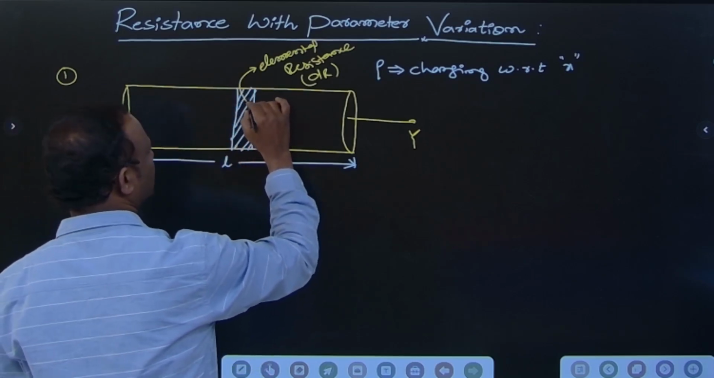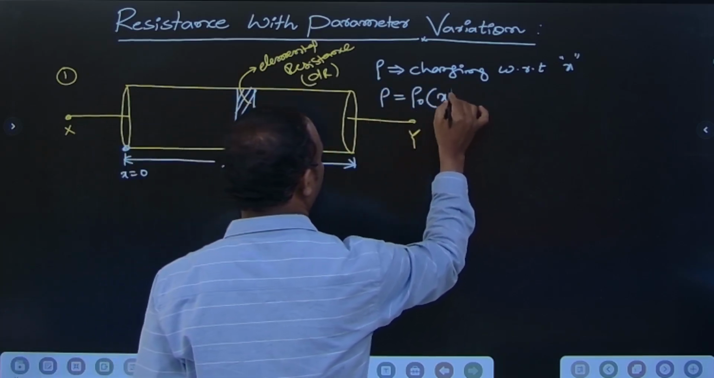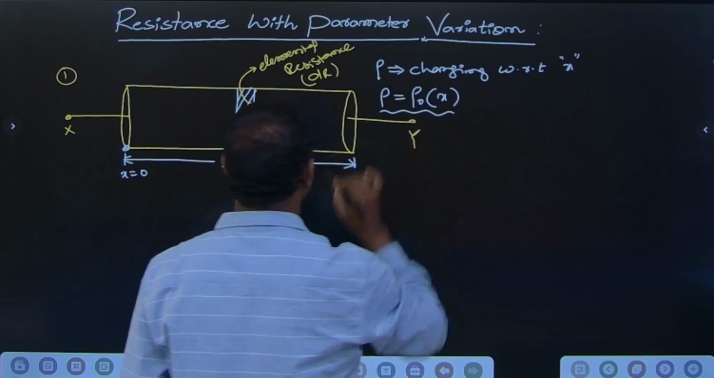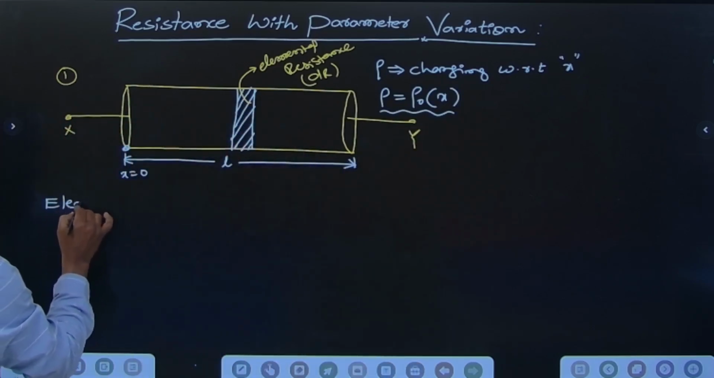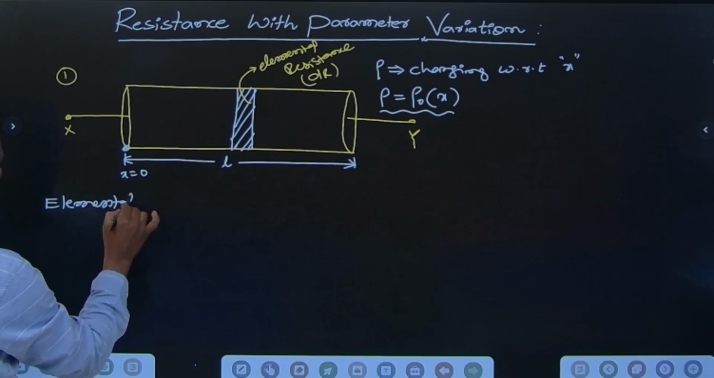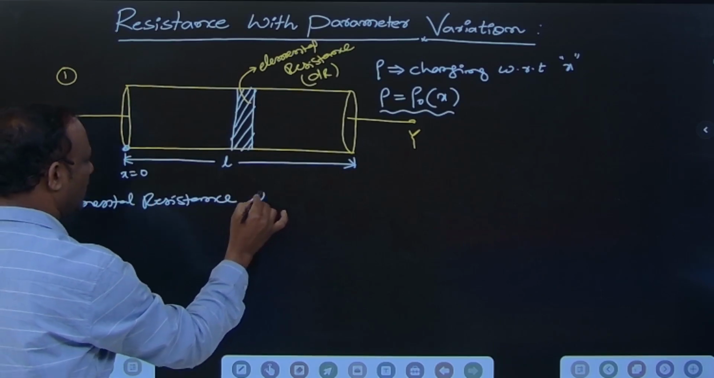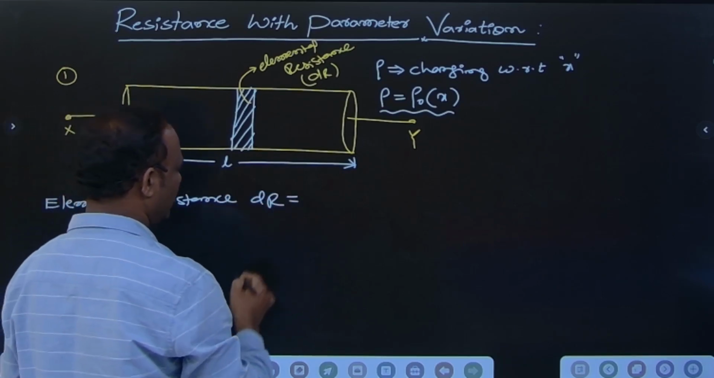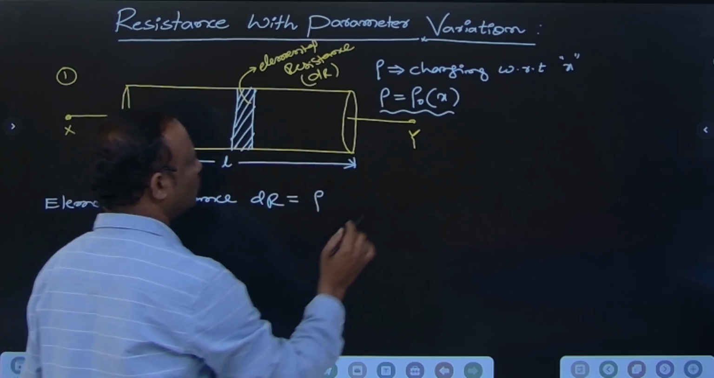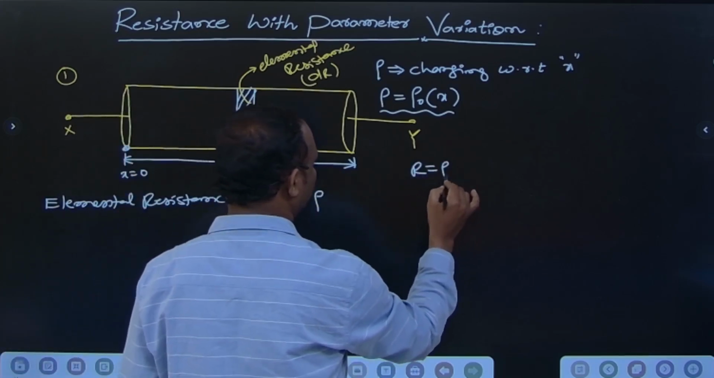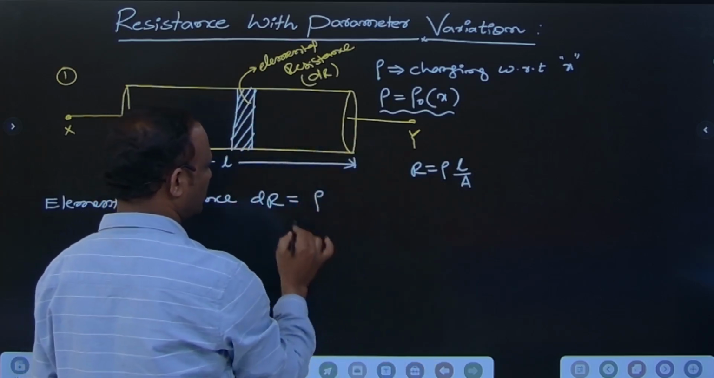Now, my discussion is about when resistivity is changing. Let rho equal rho naught as a function of x. So the elemental resistance dR equals, with R equals rho times L by A, rho as a function of x.